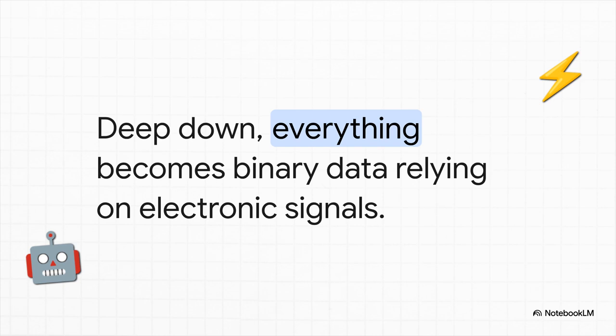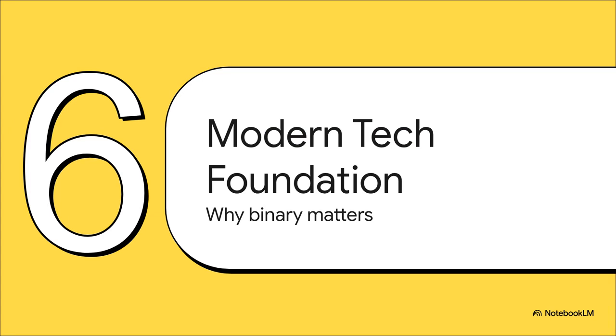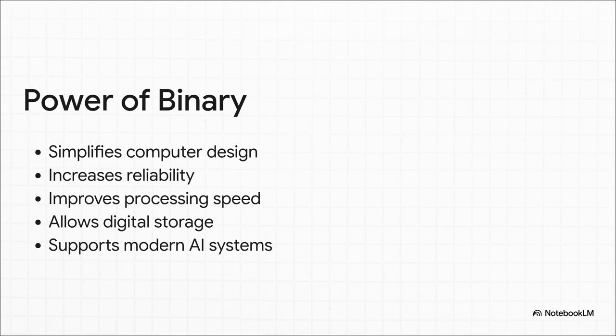Let's bring it all together in our final section, the foundation of modern tech and why binary actually matters. The power of binary systems genuinely cannot be overstated. It completely simplifies computer design, which makes hardware production practical in the first place. It increases the reliability of our devices and drastically improves processing speed. It allows for huge amounts of digital storage, and, as we just discussed, it's the bedrock that supports modern AI systems. Quite simply, without this basic foundation, the internet, your smartphone, cloud computing, none of it would exist.